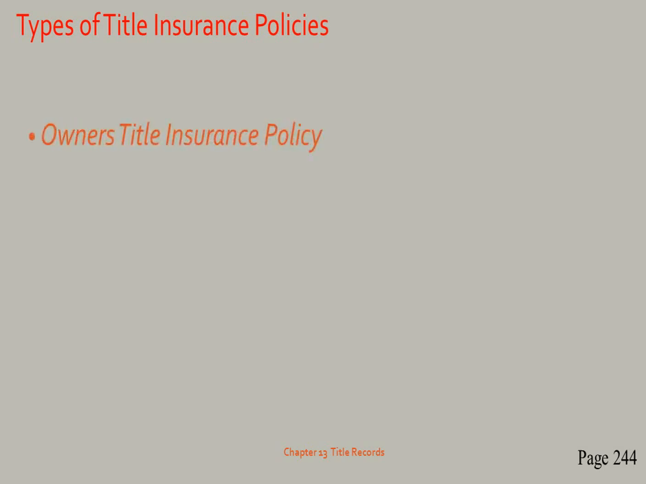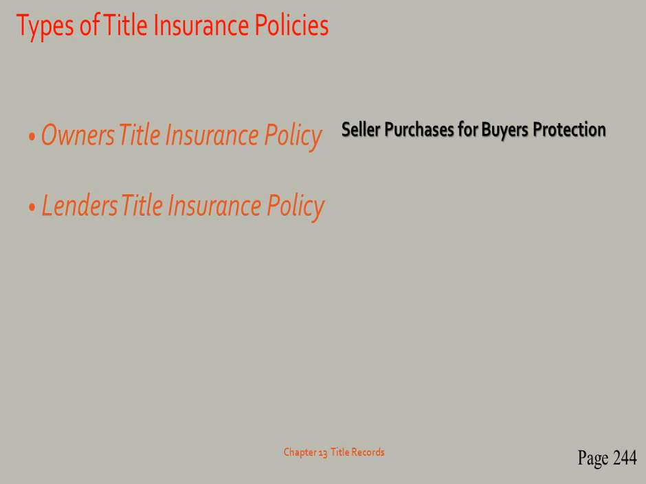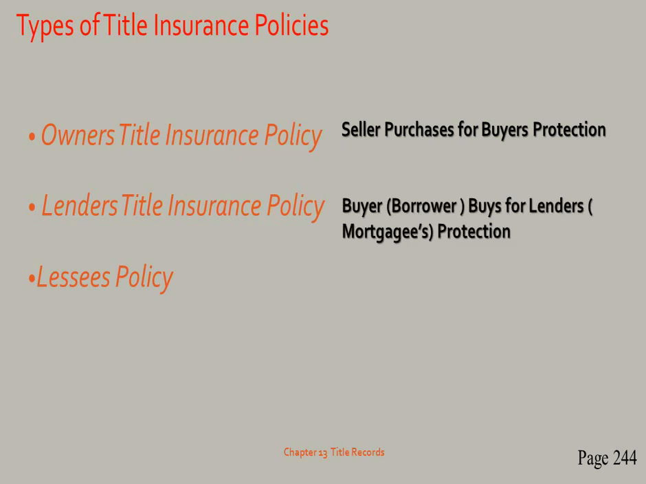There are basically two policies in a real estate transaction. There's an owner's title insurance policy. The owner or seller buys, then pays for the buyer. The amount of the policy is the amount of the sale price of the property. There's another policy called a mortgagee title policy. That's what the buyer-borrower buys for the lender, and the amount of that title policy is the amount of the loan.